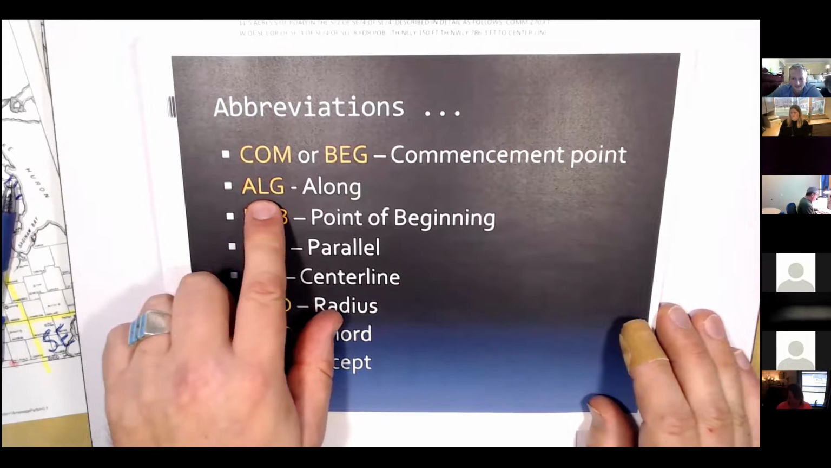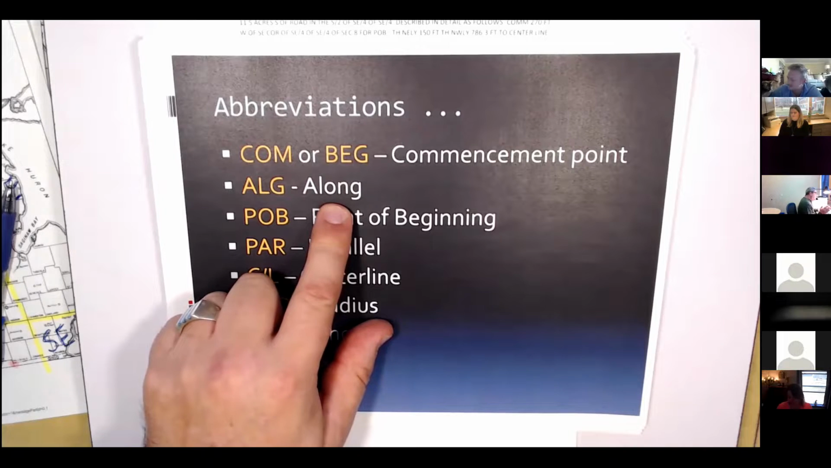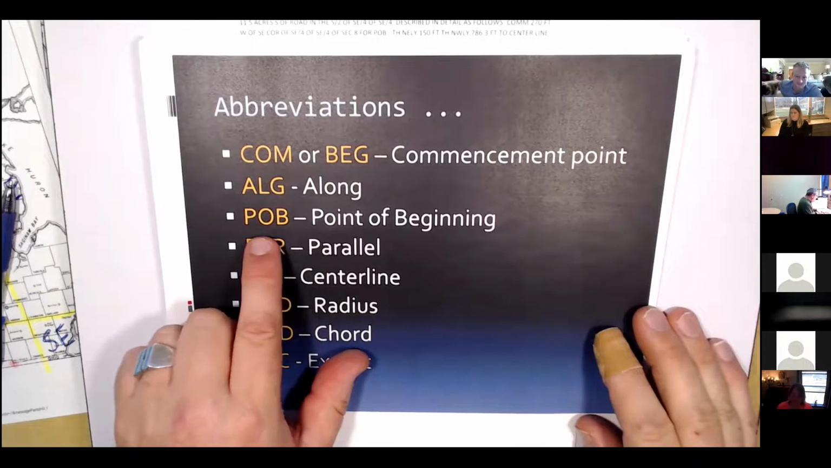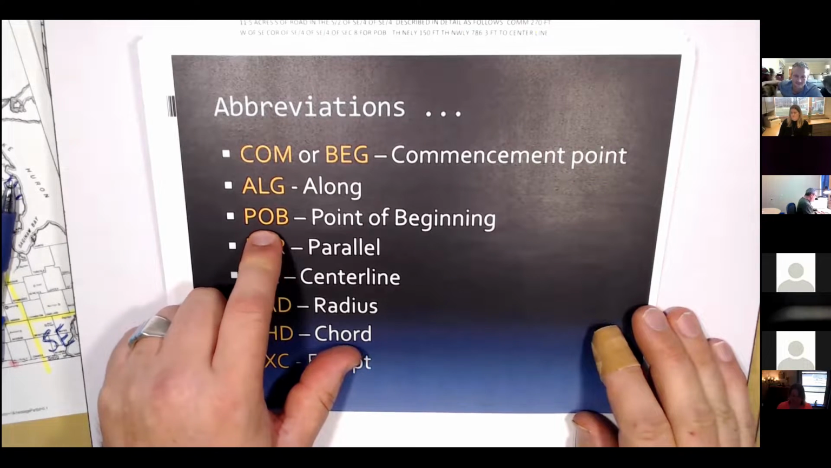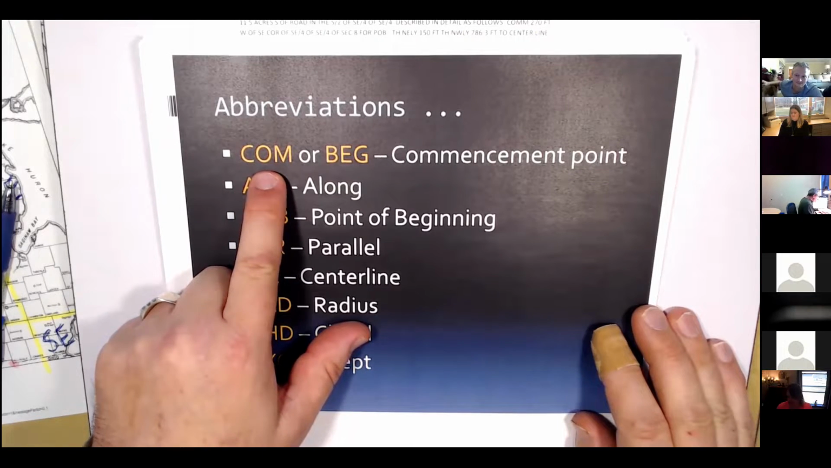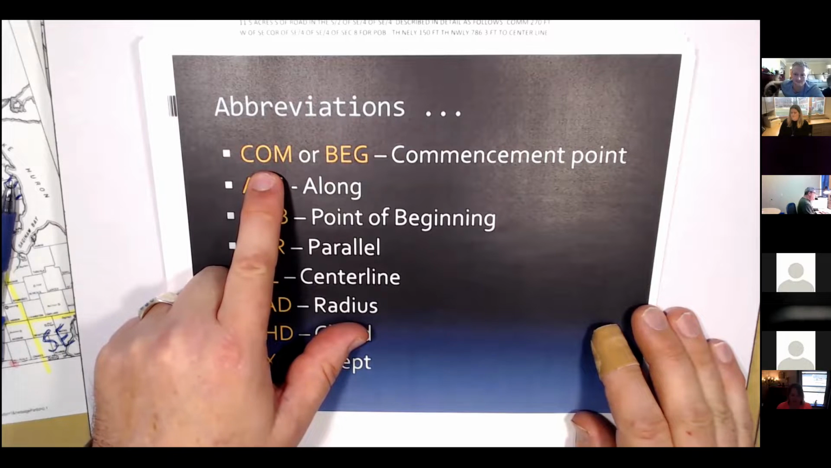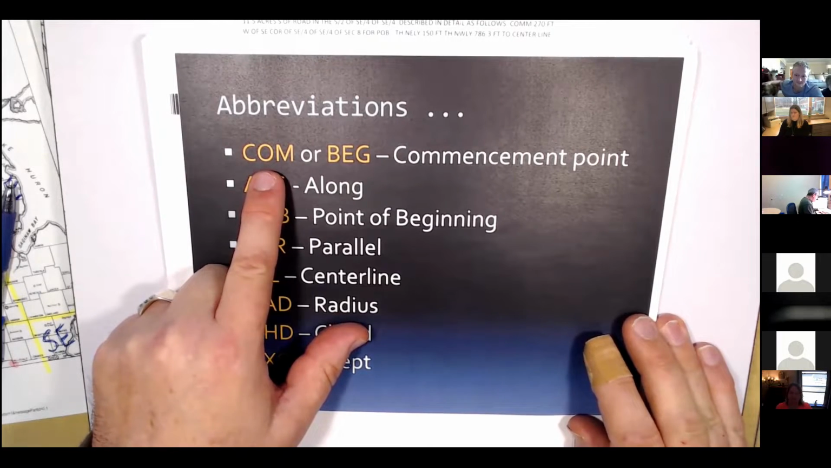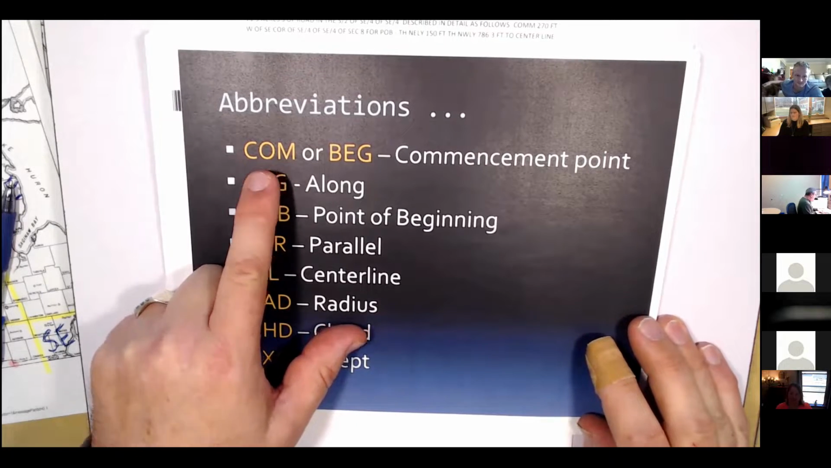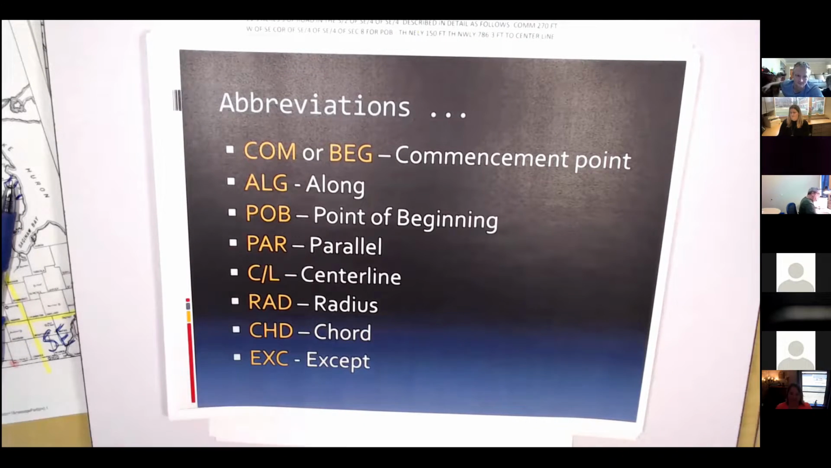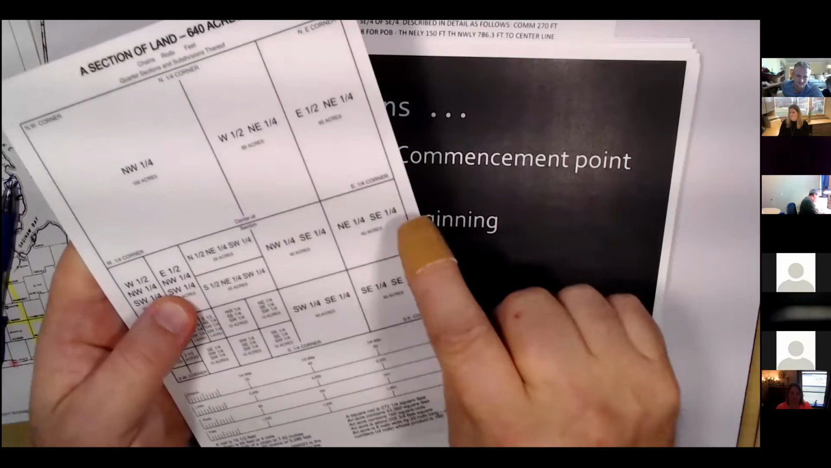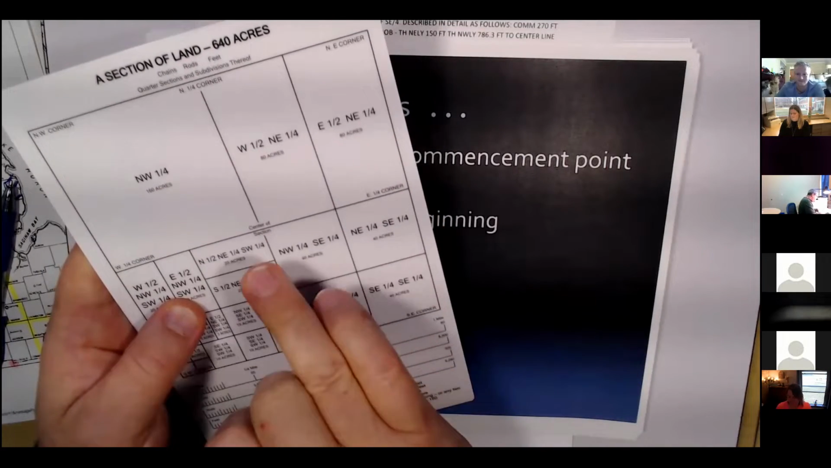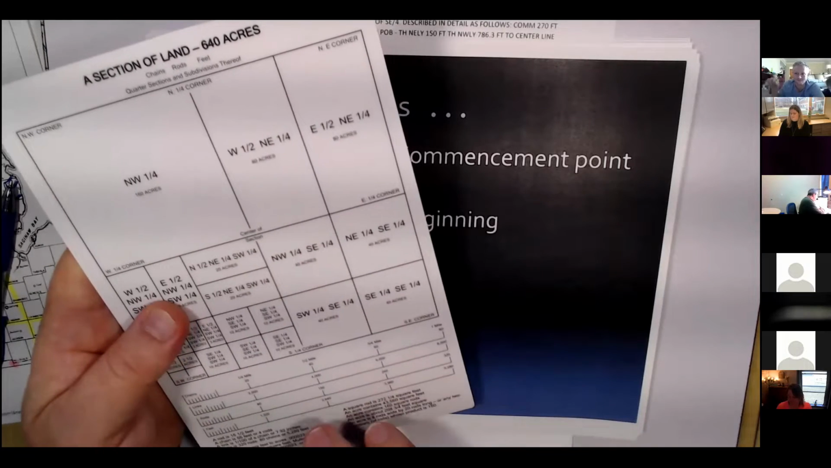ALG, when you see it, is going to be along. It's going to be along a road. It's going to be along a river. It's going to be along a boundary. Point of beginning. When you start or begin or commence your description, you're going to be starting at a reference point. You're going to be starting at a known quantity. Generally speaking, it's going to be a corner or the center of a section. It's going to be a known monumented point.